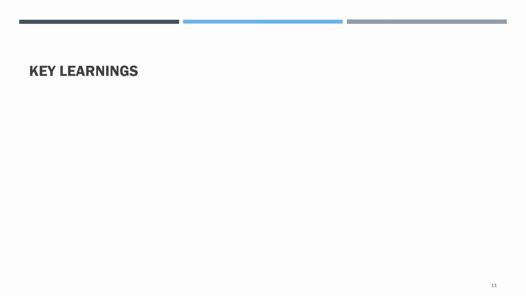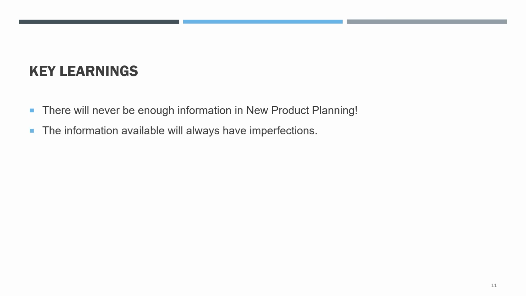As we wrap up this module about decision-making in new product planning, one of the key learnings is that there will never be enough information. There will always be a desire to try and obtain more information, but this desire needs to be balanced with making timely decisions. And we have to acknowledge that the available information will have imperfections.